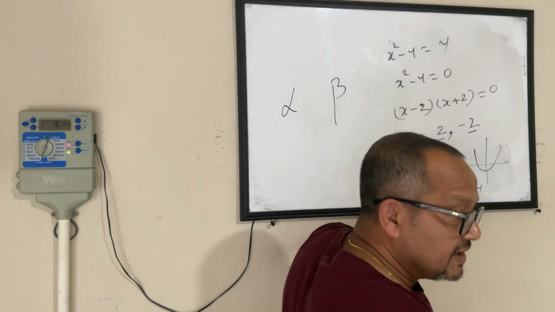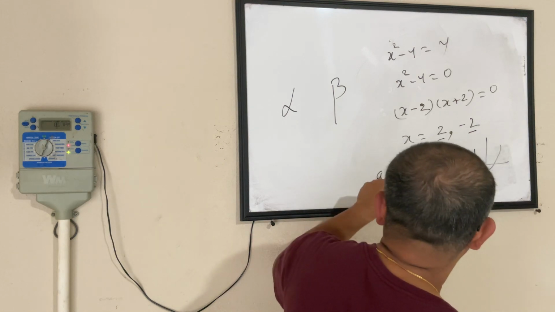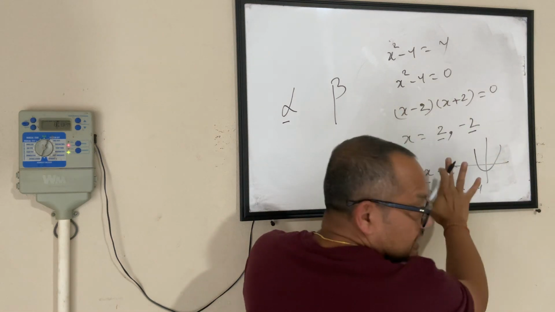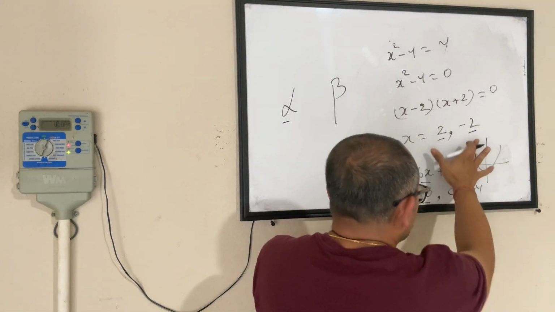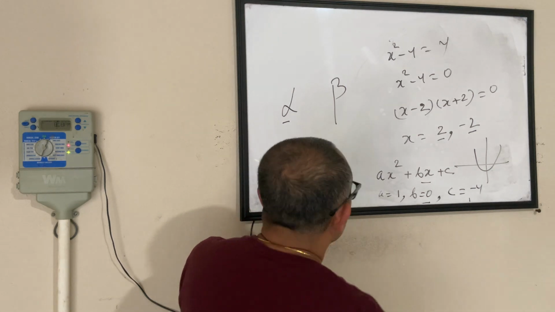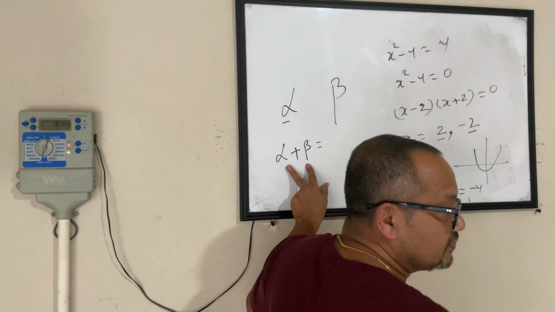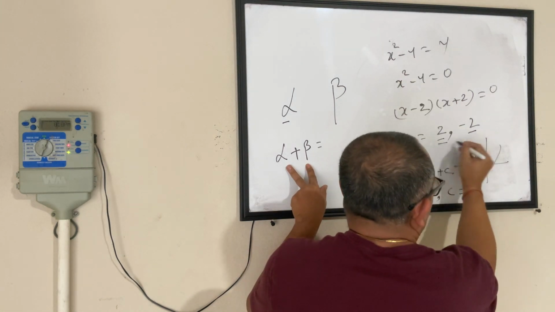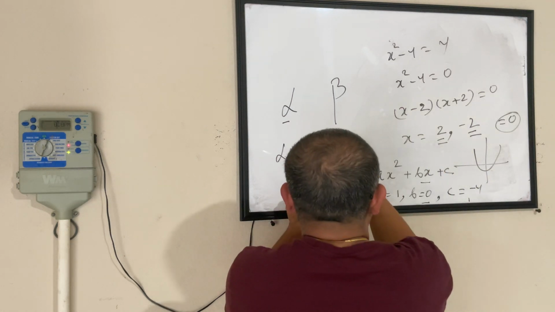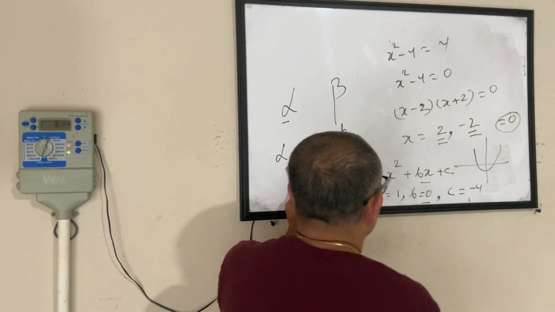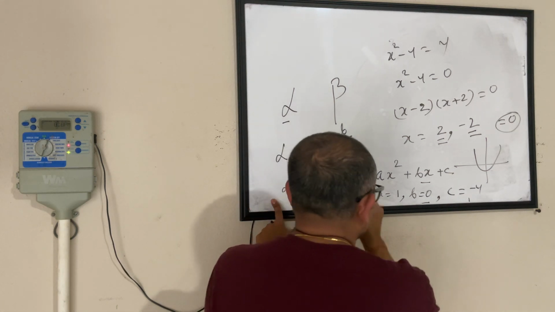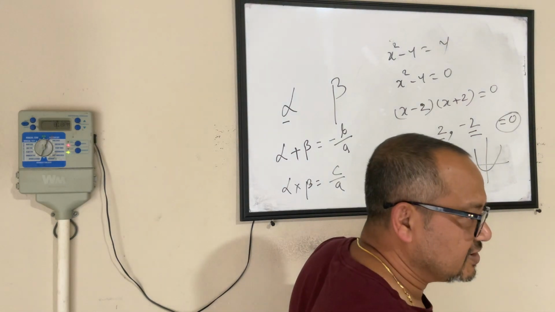From this one, what did we see? If I look at, let's say that we had not solved this one. Now we have solved it, but let's say, okay, fine. If I do alpha plus beta, if these were my two zero values for this equation, that would have been what? It will be equal to minus b by a. And alpha into beta equals c by a. Related to this equation, okay?